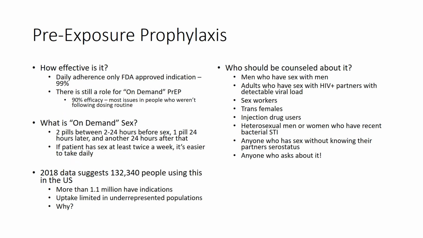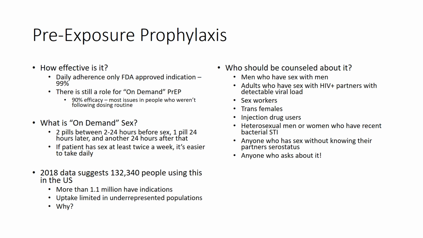Also, we're going to talk about pre-exposure prophylaxis. So how effective is pre-exposure prophylaxis? When it's used every day, which is the only way it's FDA approved right now, it's 99% effective at preventing HIV. There is a role for on-demand PrEP, and when they do the studies in on-demand PrEP, it's 90% efficacious. Most of the reasons that it's not efficacious in those on-demand PrEP is that they're not using it the way that it should be following the dosing routine.